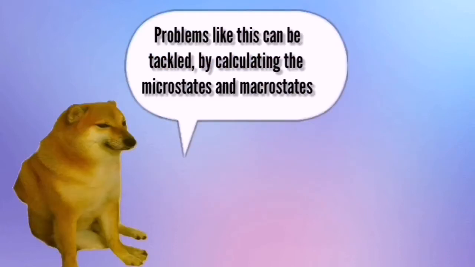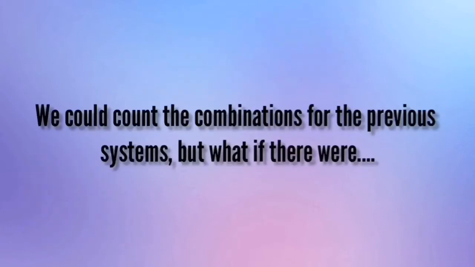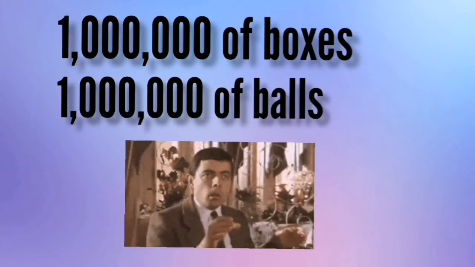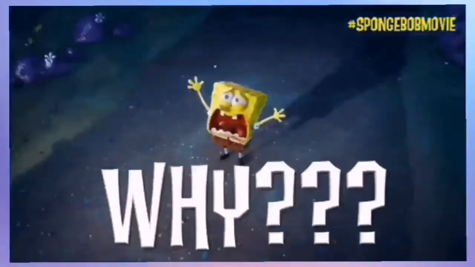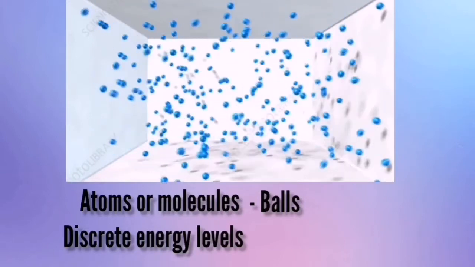Inherently, we see every problem of this sort can be attempted to solve if we count all the microstates and see which macrostate has the most number of microstates under it. The combinations are countable when the number of boxes and balls are small. But if there were millions of boxes and millions of balls, counting the microstates would be impossible. But why on earth would anyone have a million boxes and a million balls and try to arrange them in different ways? Well, here the analogy directly corresponds to atoms or molecules, to balls with discrete energy levels, to boxes within some confined system.